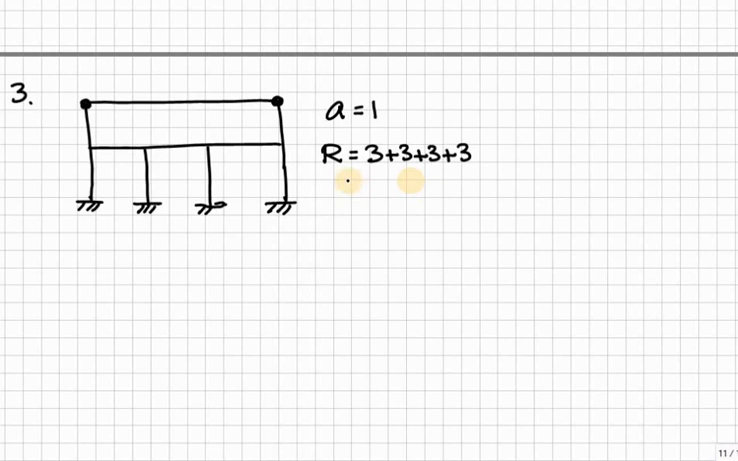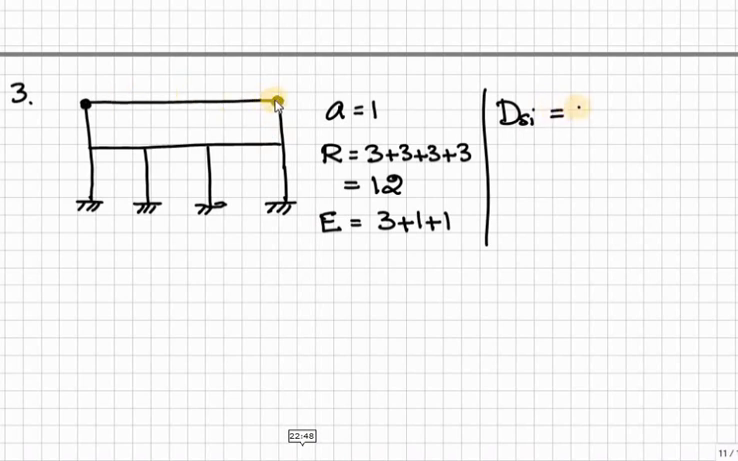Then E is equal to actual equation 3, then plus extra equations available. So one extra equation from this hinge and one from this hinge. So dSi is equal to 3A and dSe is equal to R minus E. So it is equal to 7.